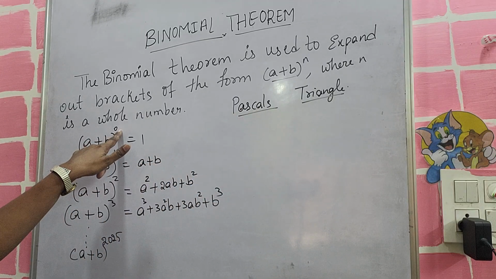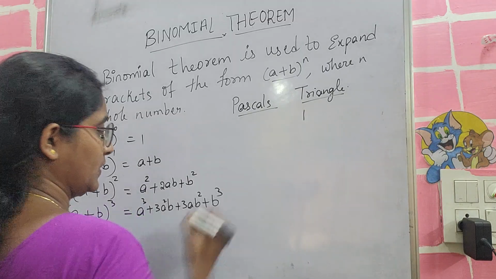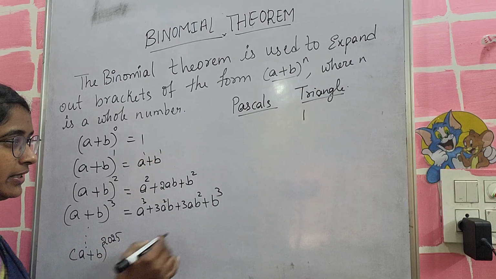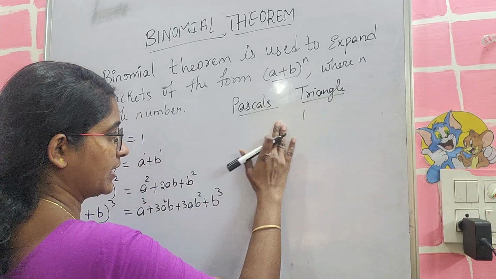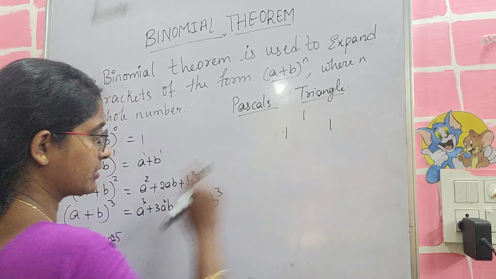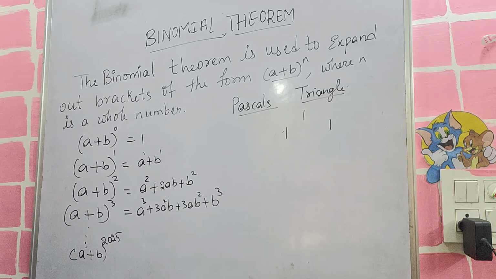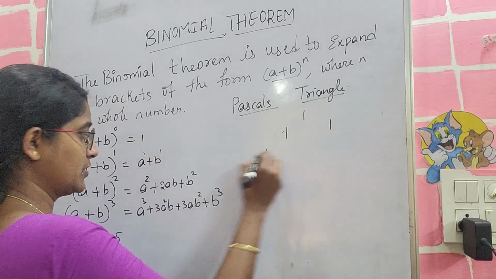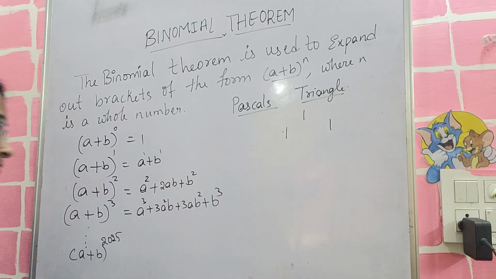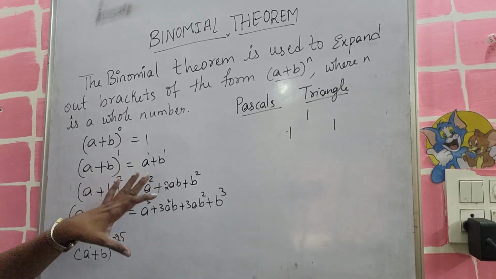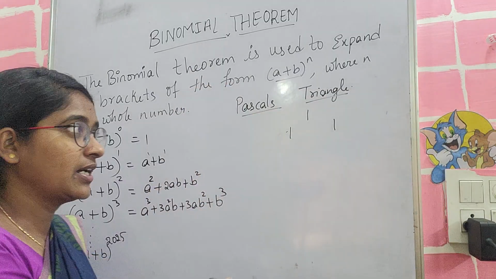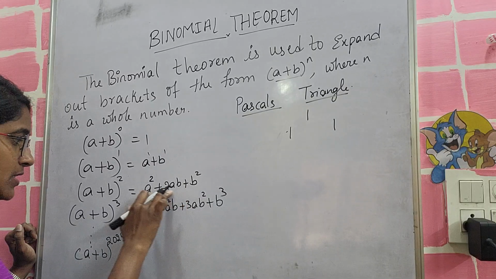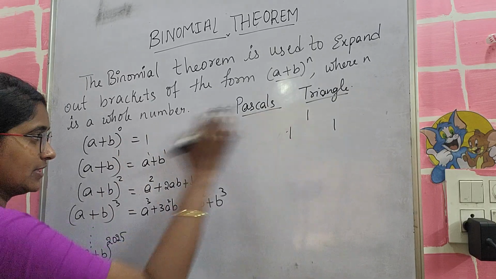First of all, when the power is 0, yours is 1, right? Then if the power is 1, we write 1 and 1. When the power is 1, the 1 and 1 we got as the coefficients over here. Sorry, Pascal's triangle is not for the powers. These are the terms, like constant terms. Here the constant term is only 1, it's not 0, it's 1.